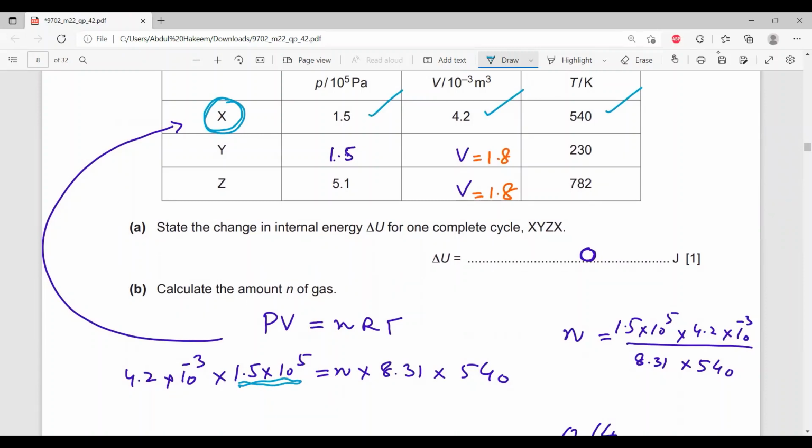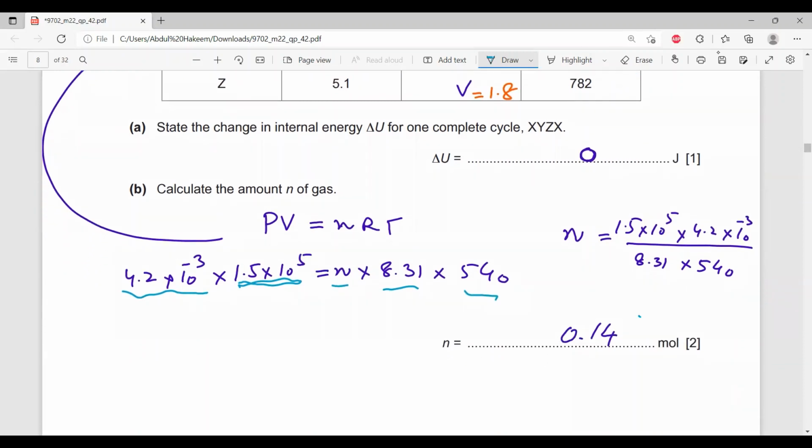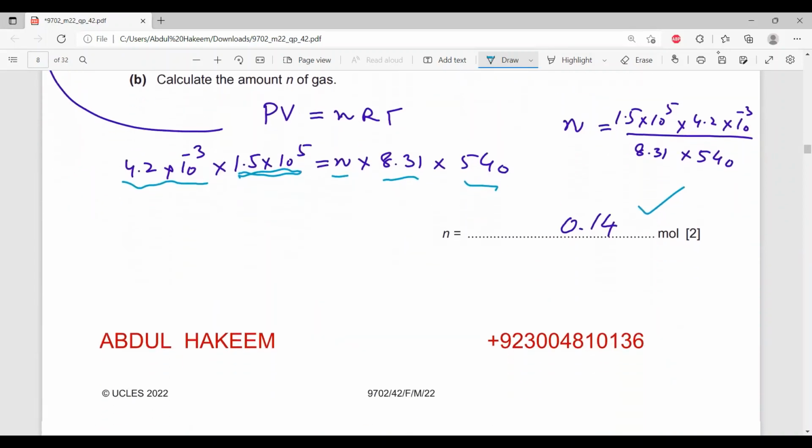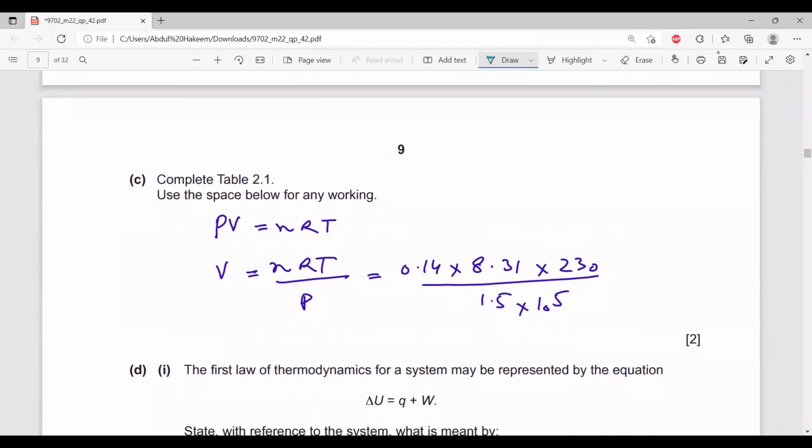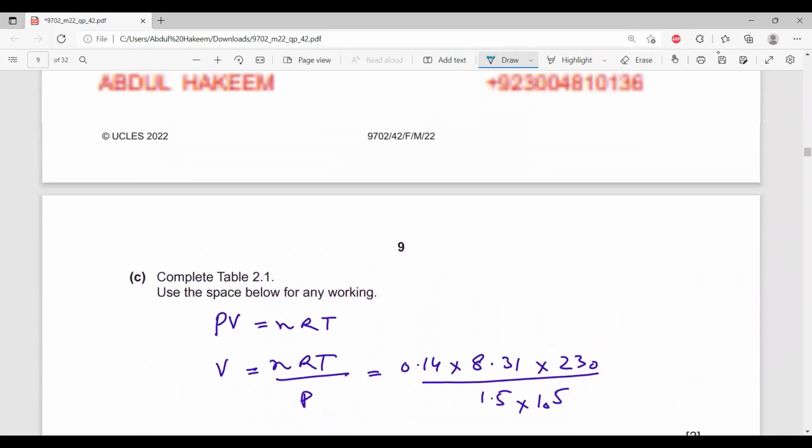1.5 into 10 power 5, this one. And this volume is given 4.2 into 10 power minus 3. Moles number required, R is 8.31 and temperature this. And after calculation, you will get 0.14 moles. Next, complete the table. Use the spaces below for any working.